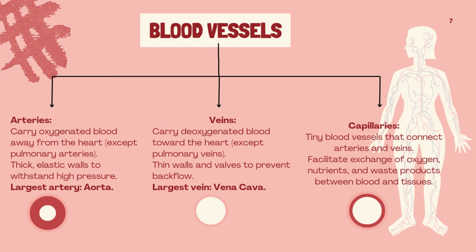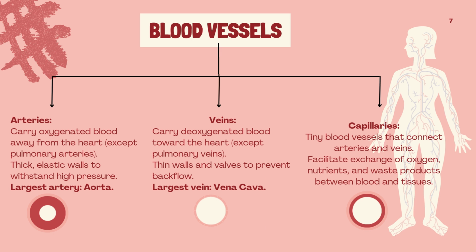Blood vessels. Arteries carry oxygenated blood away from the heart, except pulmonary arteries. They have thick, elastic walls to withstand high pressure. The largest artery is the aorta. Veins carry deoxygenated blood toward the heart, except pulmonary veins. They have thin walls and valves to prevent backflow.